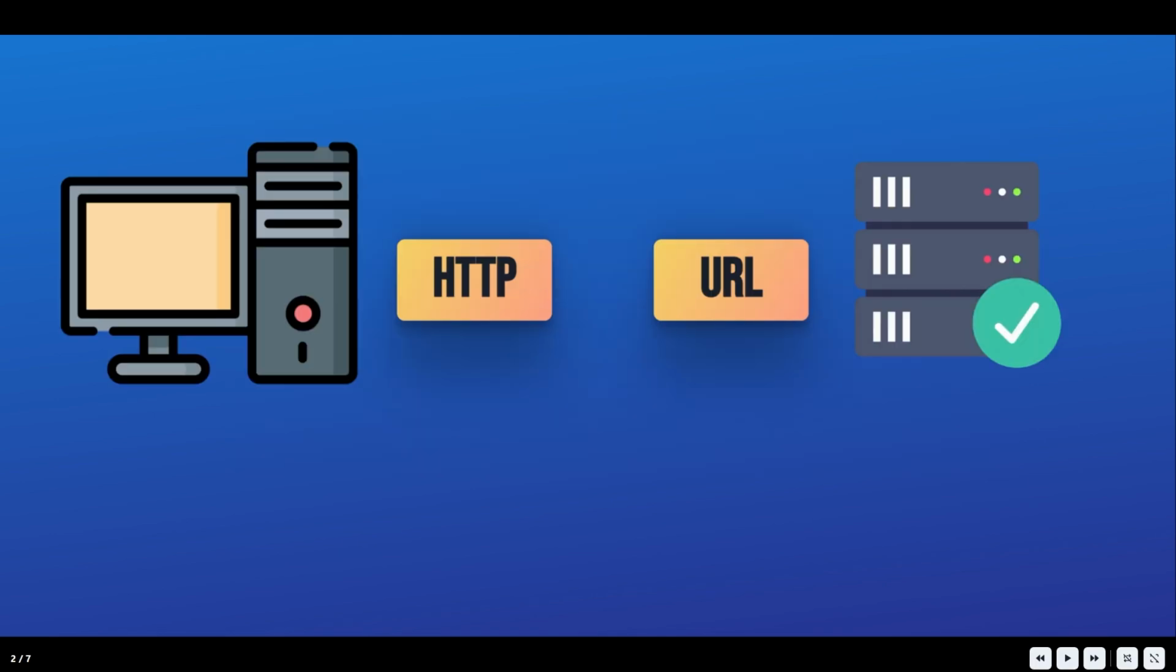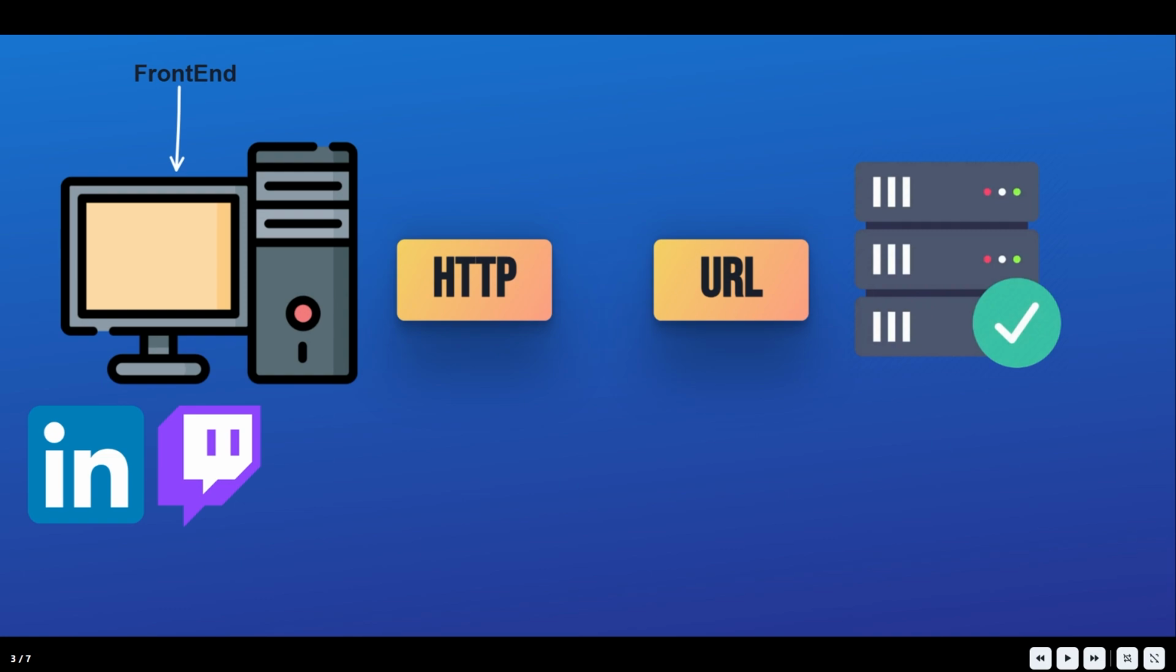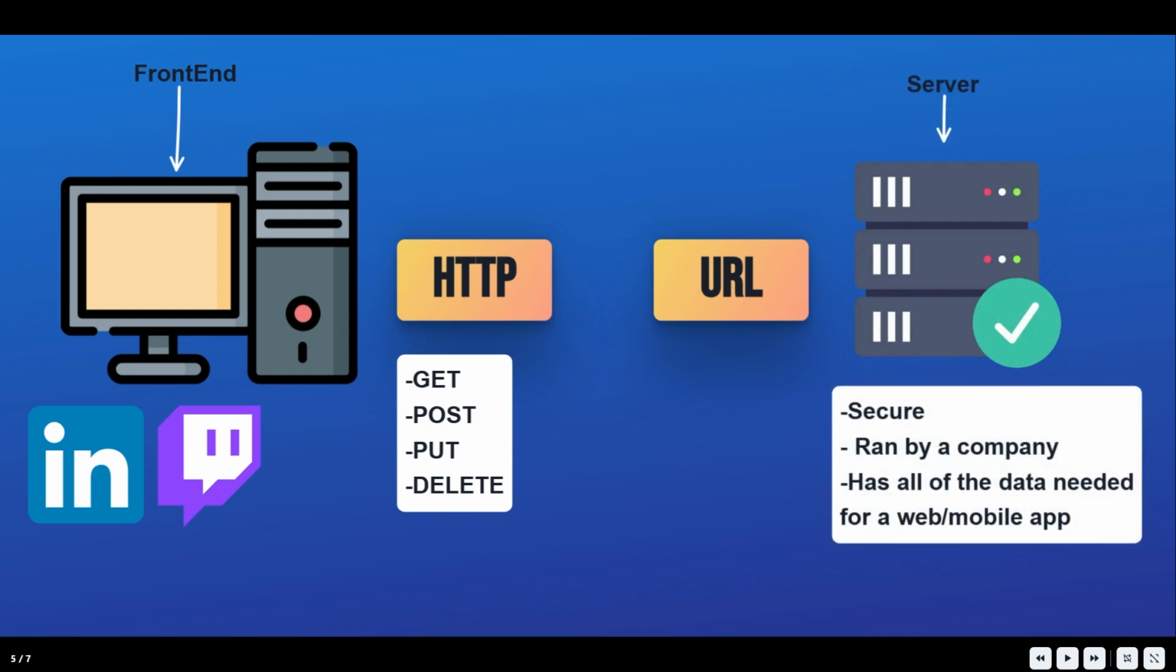REST stands for Representational State Transfer and was coined back in 2000 by Roy Fielding. What it looks like is something similar to what you see on the screen now, which is a front end, which would be your computer or your mobile device, an HTTP call or action, a URL, and a server. Your front end is usually going to be something like LinkedIn, Facebook, Twitch, Instagram, or something of that nature, which then communicates through GET, POST, PUT, or DELETE to either grab information, change information, or delete information. Then it's sent to a server that is, more than likely and hopefully, secure, run by a company, yours or a third party, and has all of your data that is available for the web application or mobile app.